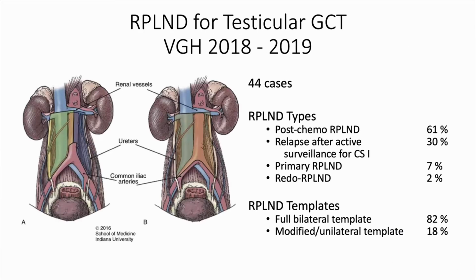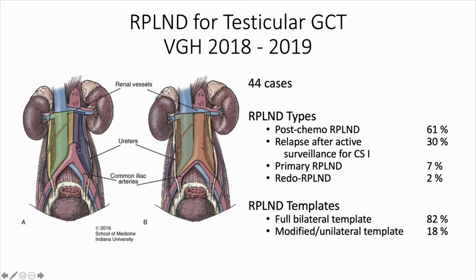Now, of these 44 cases of testicular RPLNDs, the vast majority, or around 60%, are performed for post-chemo residual masses in the retroperitoneum. The second most common indication is for relapses or masses that develop in the retroperitoneum during active surveillance for clinical stage 1 testicular cancer with normal tumor markers. Then we have had a few primary RPLNDs and one case of redo RPLND for an out-of-field recurrence.